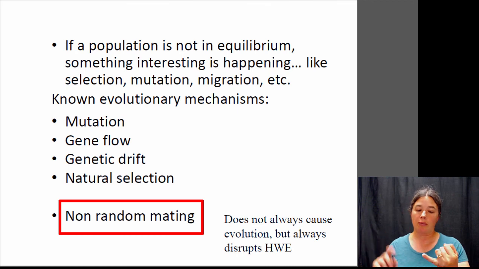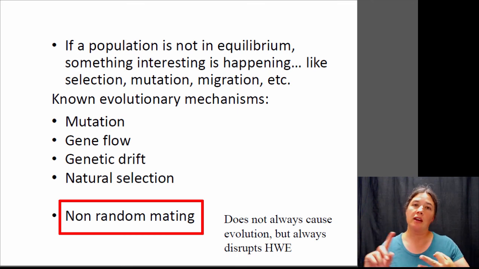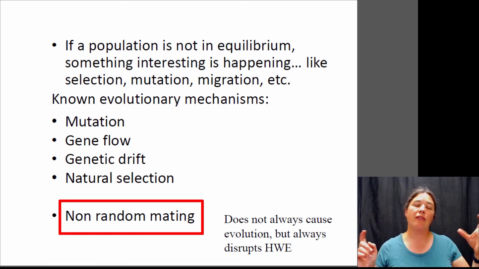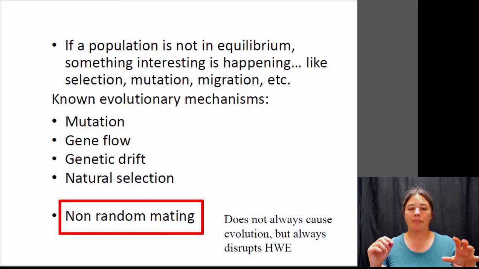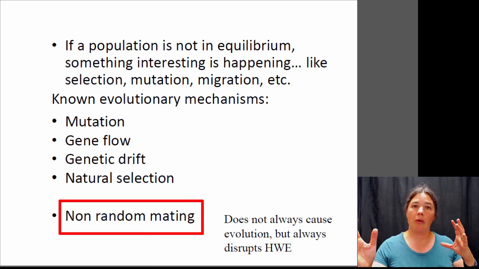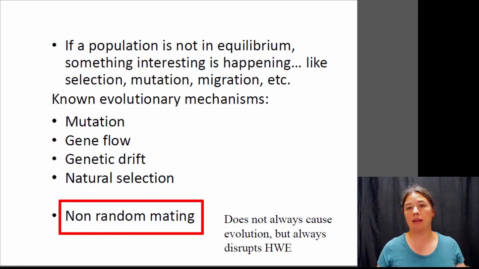So those mechanisms of evolution are mutation, gene flow, which is movement of individuals between populations, genetic drift, which is random change due to small population size, natural selection, which is selection, and non-random mating. Non-random mating means that you have preferences, basically, in who you mate with. Non-random mating does not always cause evolution, but it does always disrupt Hardy-Weinberg equilibrium genotype frequencies. So what we're going to do next is look at some examples of these predicted genotype frequencies and observed genotype frequencies, and that can allow you to see if something interesting is going on. So check the next video for that example.